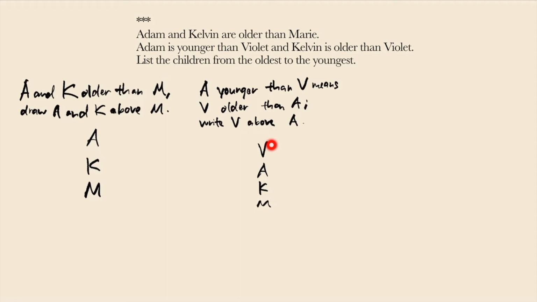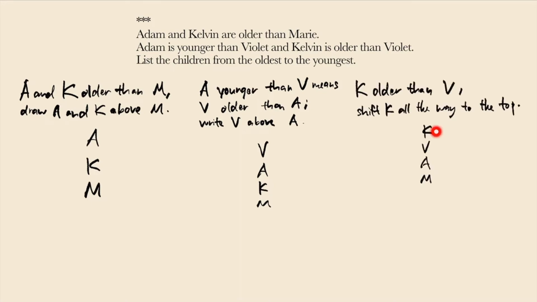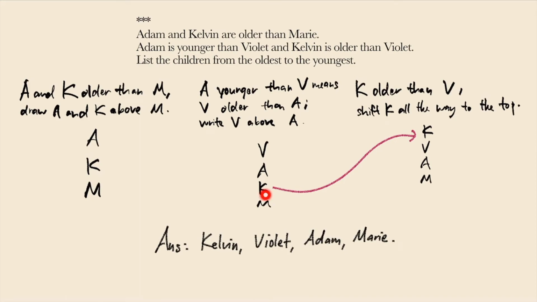Okay, next, K is older than V. Uh-oh. If K is older than V, K shouldn't be down here, should it? K should move all the way up, then V, even older than V. So K has to be shifted all the way up. And now the order is correct. So from the oldest, that will be K, V, A, M.